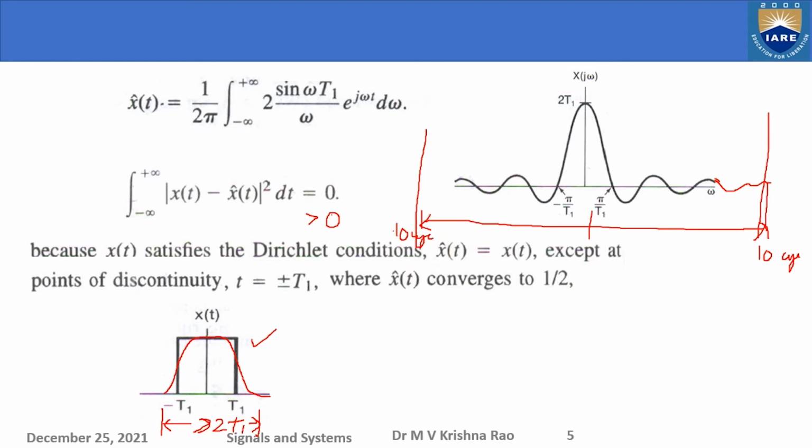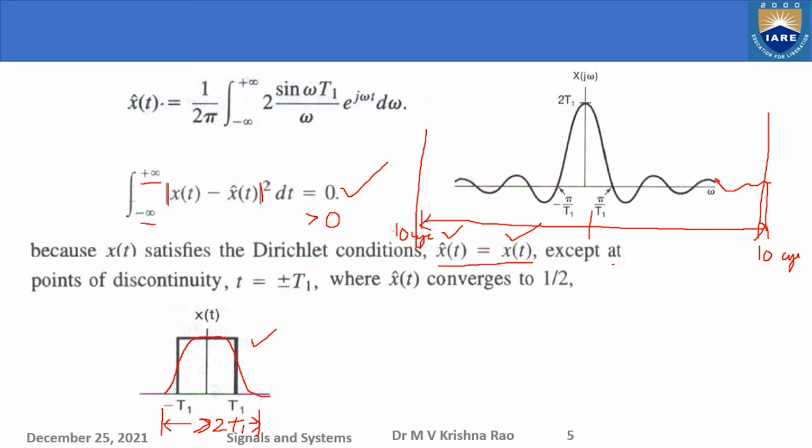Now when I take infinite bandwidth, that means minus infinite to plus infinite, all frequencies, then x cap equals x, that means the reconstructed signal is exactly equal to the original signal, hence the error between these two equals 0. Error energy, because I am squaring the difference here, so the error energy becomes 0.